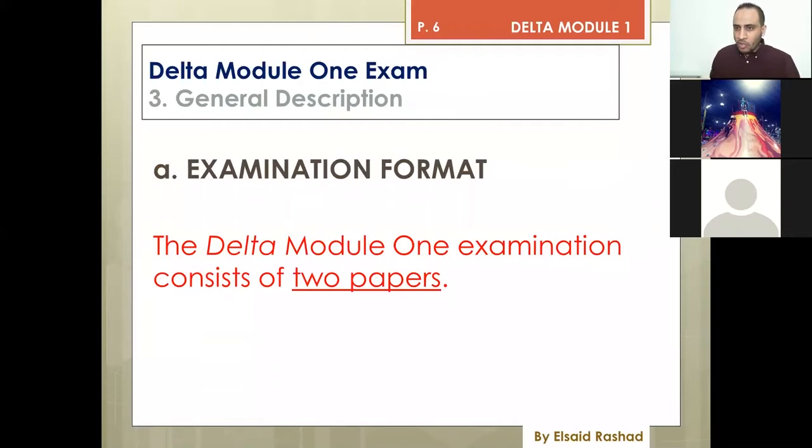So when we move to the general description of the exam format, Delta Module 1 comes in 2 papers. Each paper consists of how many tasks? Can someone tell me in the chat box?